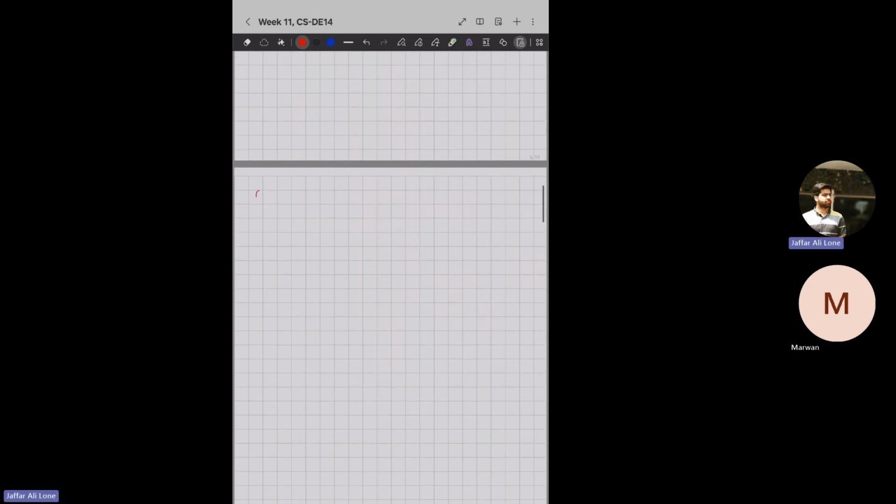The question is, again, a similar question. The OLTF given is G of S H of S is equal to 10 divided by s into s plus 3 into s square plus s plus 1. This is my OLTF.